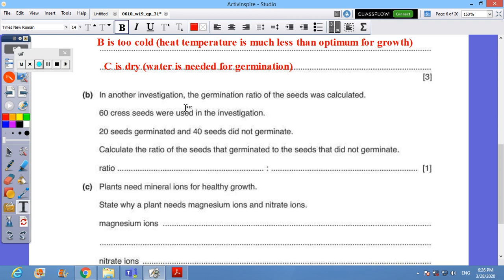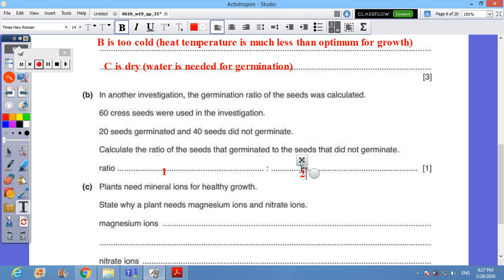In another investigation, the germination ratio of the seeds was calculated. 60 cress seeds. What kind of seeds were used in the investigation? 20 seeds germinated and 40 seeds did not germinate. Calculate the ratio of the seeds that germinated. You can say 20 to 40, like 2 to 4, or 1 to 2.